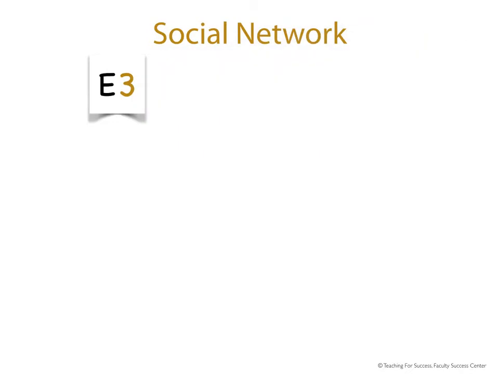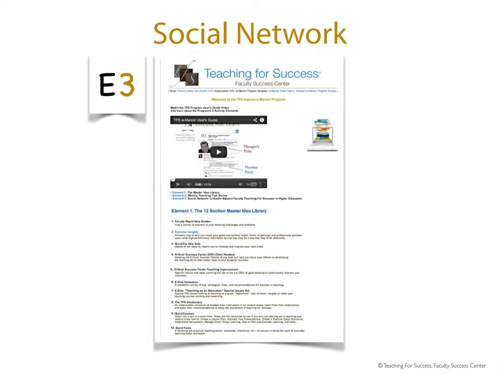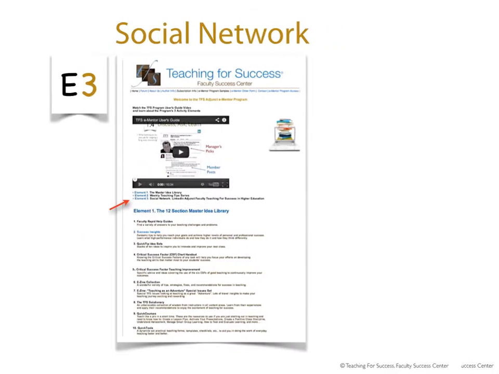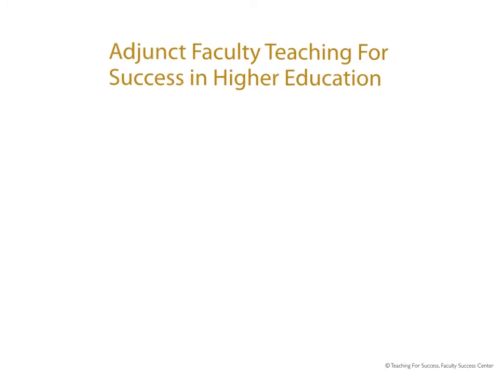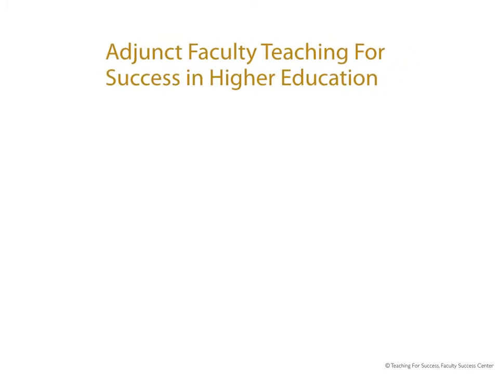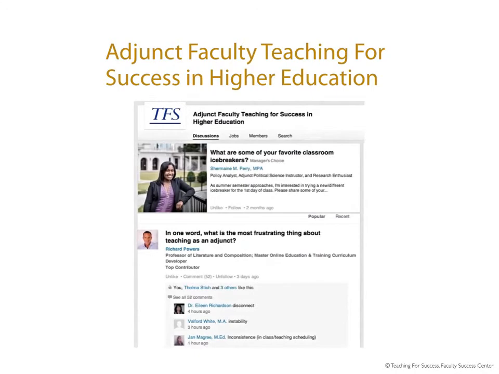The third element is social networking, very powerful and popular today. And we use a particular group that we have created several years ago. It's now over 8,000 members, called the Adjunct Faculty Teaching for Success in Higher Education. Here's what the group front page looks like. And it is run by LinkedIn. LinkedIn does a great job in networking and for business and serious social networking designed to help you improve, and that's what we're about. So we went with LinkedIn on this.